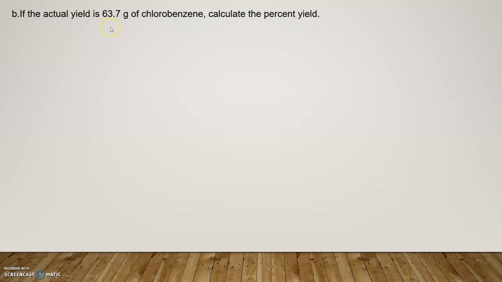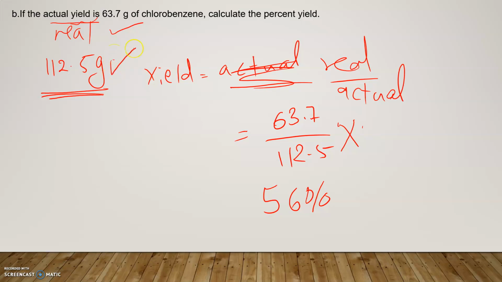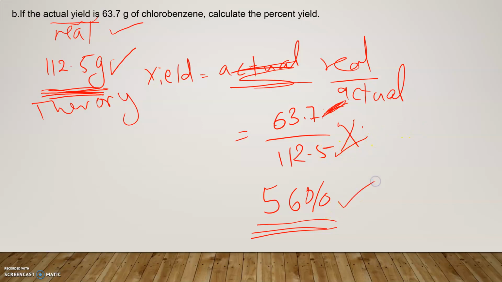Okay, if the actual yield is 63.7, calculate the percentage yield. Okay, you calculated the actual. This is the actual, this is the real thing. But from your calculation, it was 65.76 grams. This is theory. To calculate the yield, you have to divide the real over the theoretical. So you divide what is really happening after making the experiment in real life by what you calculated in theory, and there you have the yield.